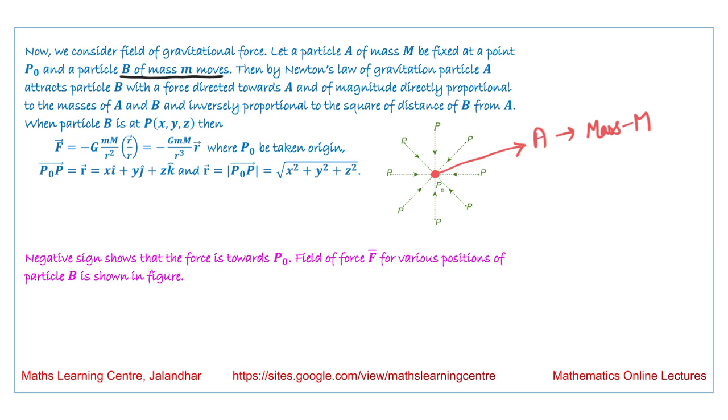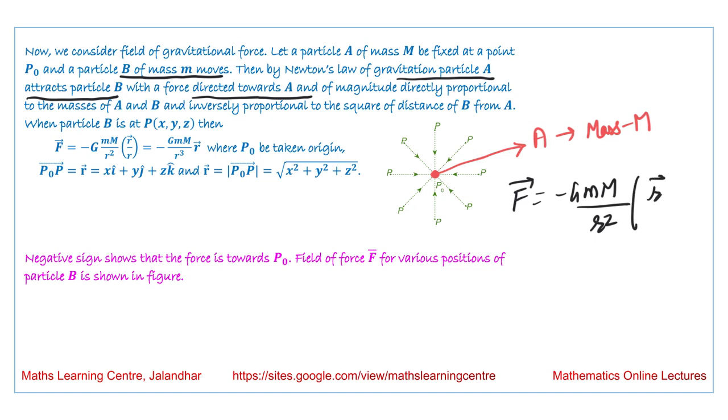Then by Newton's law of gravitation, particle A attracts particle B by a force towards A, and the magnitude of the force is directly proportional to the product of the masses and inversely proportional to the distance between them. So the force exerted here, F vector, is minus G m into m over r square, and the direction of this force is given by r vector over r.